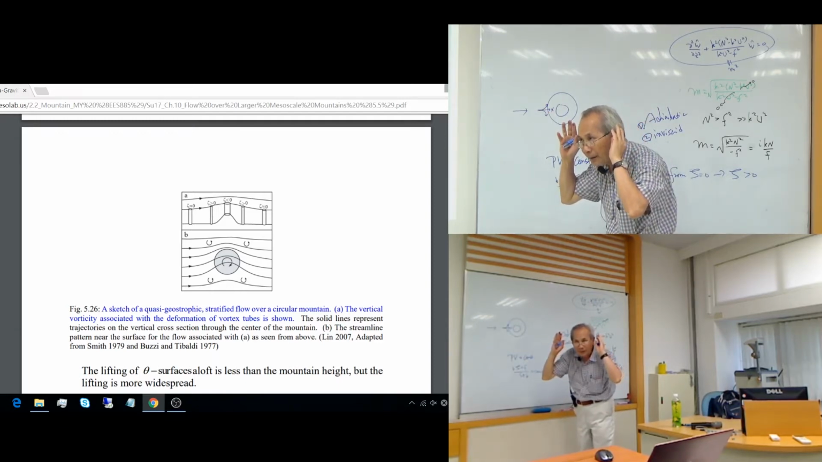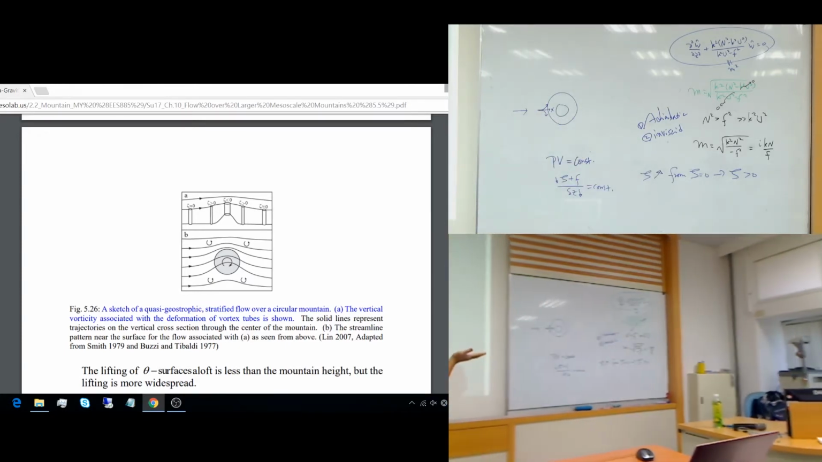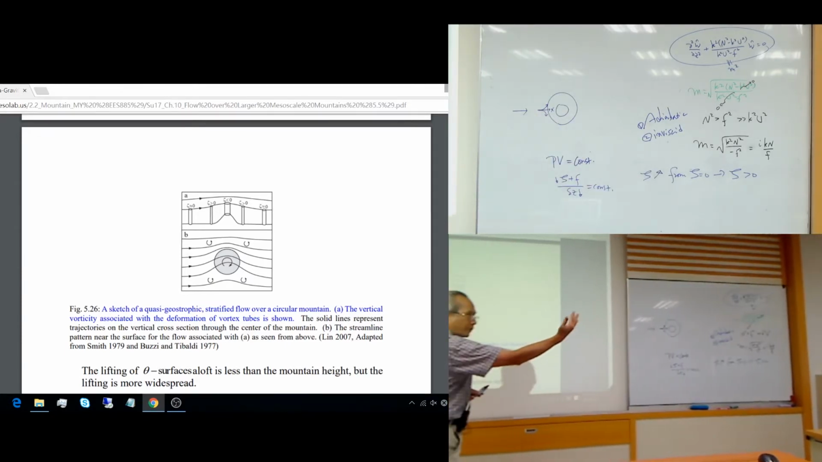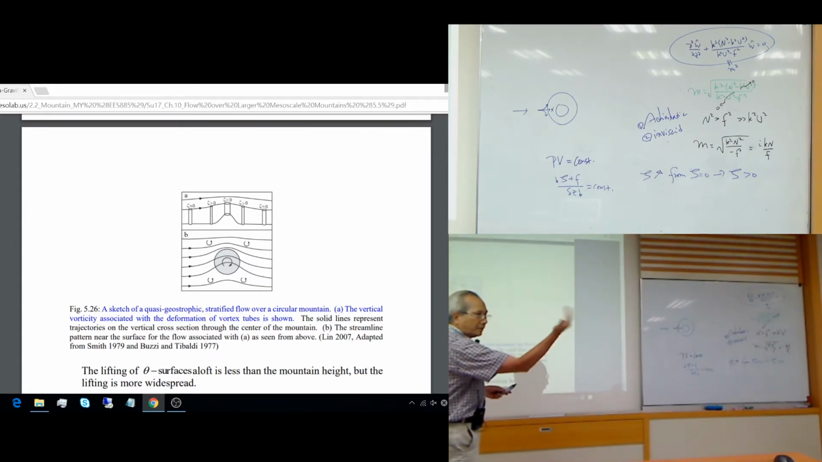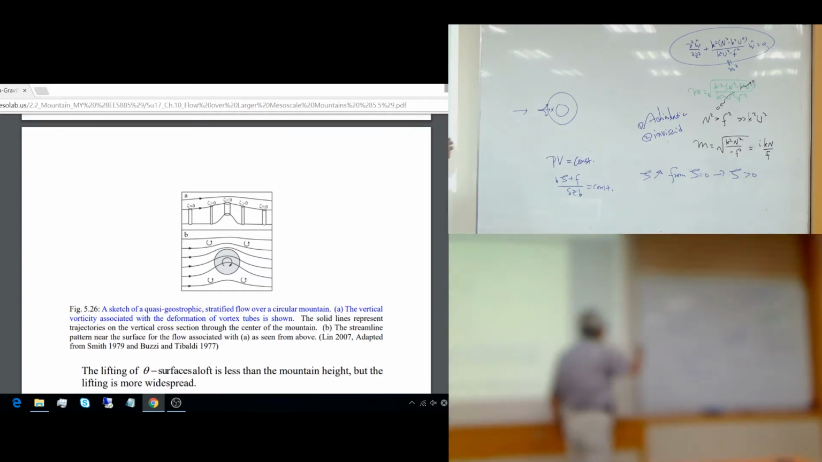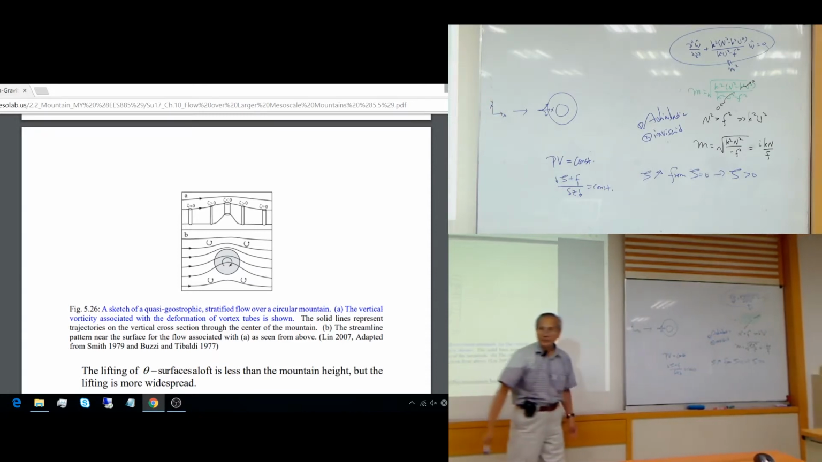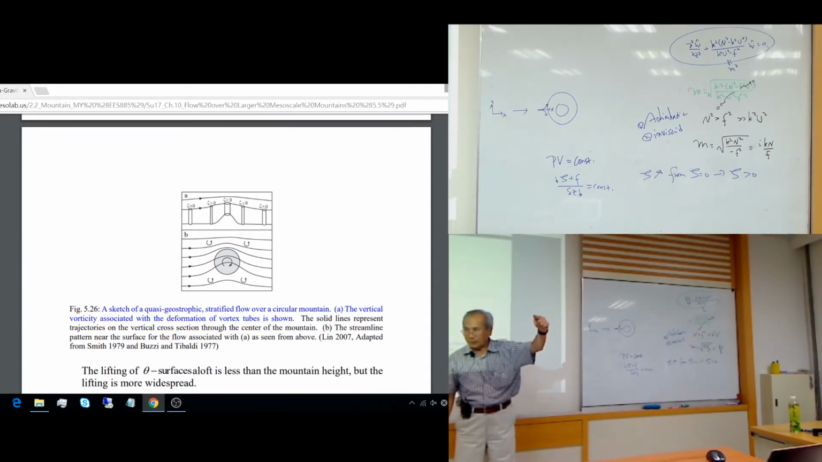Positive, right? Because go this way, just use your right hand. Flow comes in, turn to north. Then vorticity will be this way. That will be out of board. Out of board is positive. Because here we are talking about x direction and y direction like that. So out of board is positive.